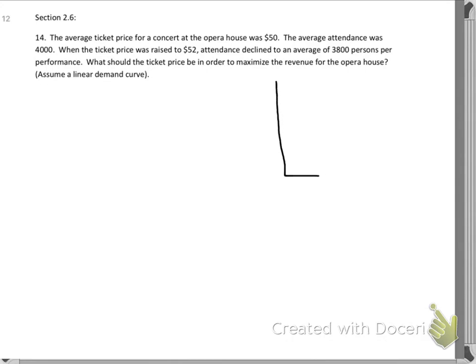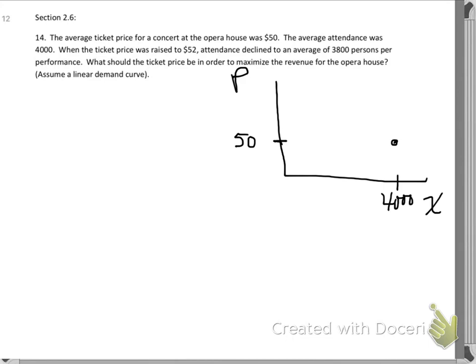So I'm going to just start doing a demand curve. So this is price, and this is quantity. So when I had a $50 ticket, the demand was right here, and that demand was 4,000.